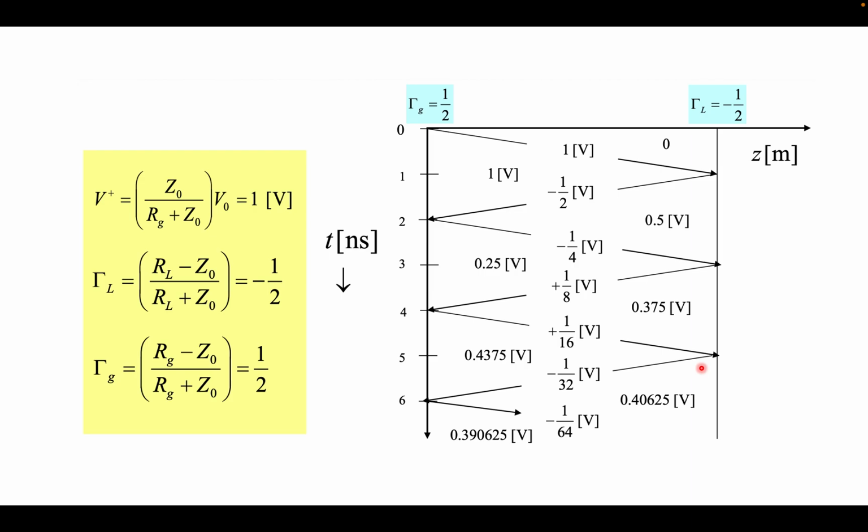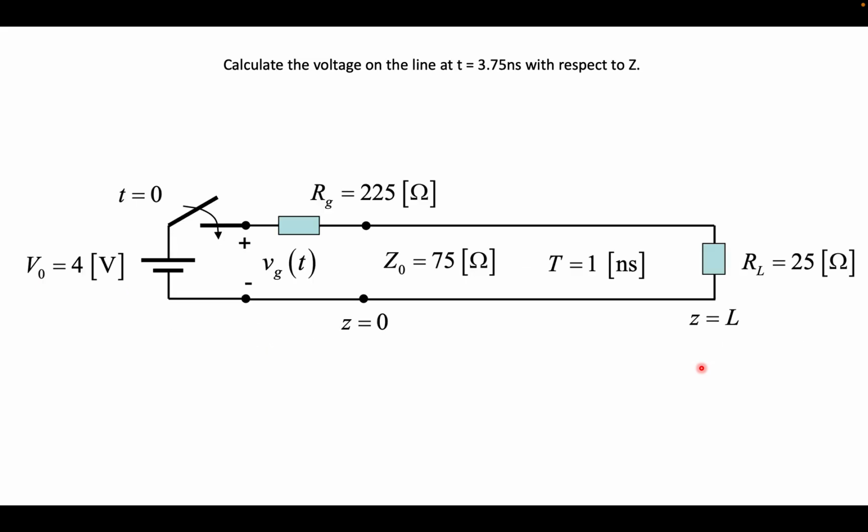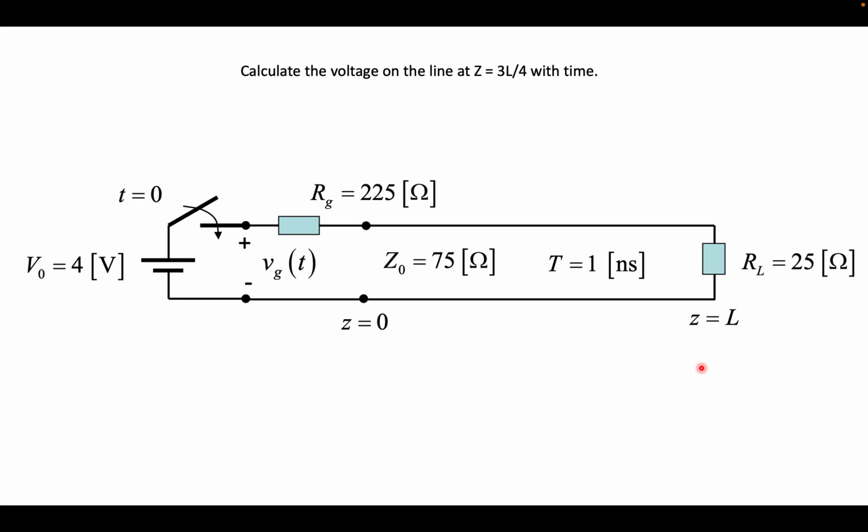Sir, is it 0.375 volt? Okay, let's see. But you need to draw a graph. It will not be the same across the whole transmission line. You can draw a horizontal line at time 3.75 nanosecond between 3 and 4 in the bounce diagram, and there the voltage in the bounce diagram is 0.375. Okay, so you have solved.